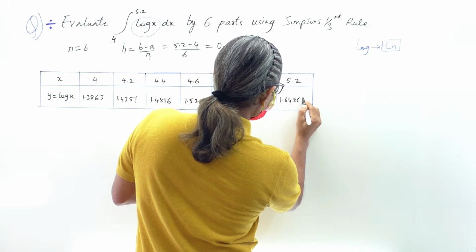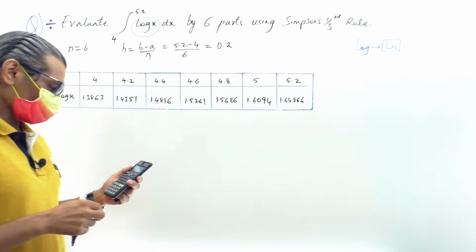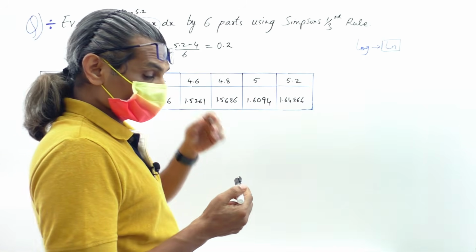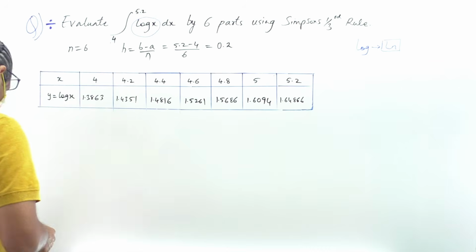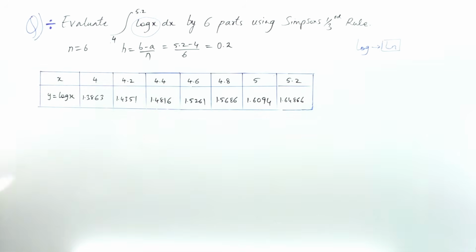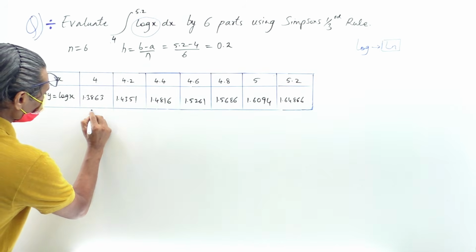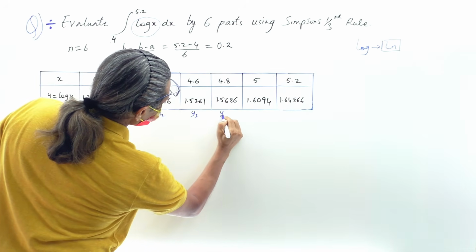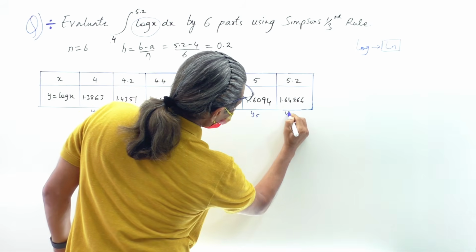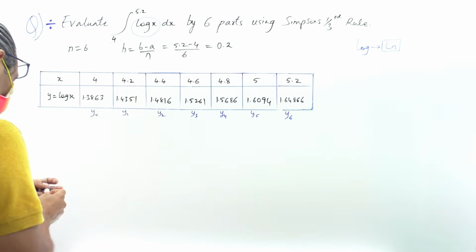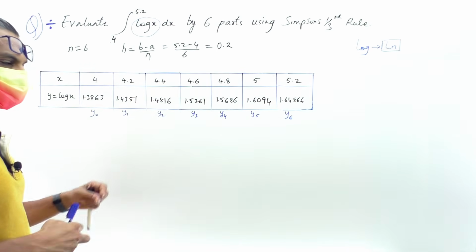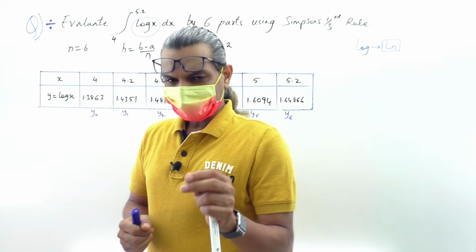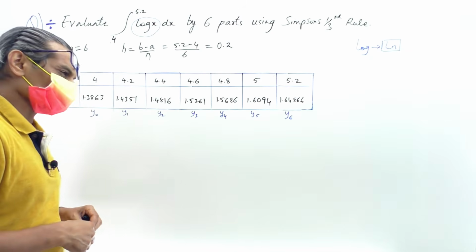1.6487. Okay, so we have all the values here now. These are the values for y0, y1, y2, y3, y4, y5 and y6, 6 intervals. Now for Simpson's one-third rule, if you refer to the theory which I gave in previous videos, please do refer to the playlist. Again, here is a simple form to remember for Simpson's one-third rule.